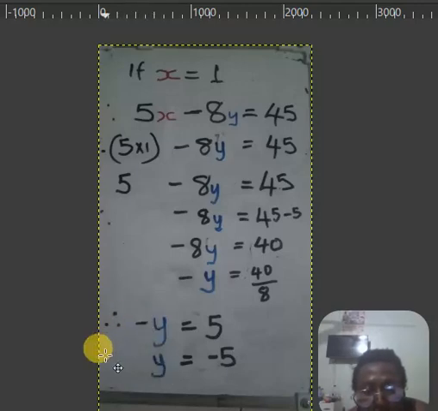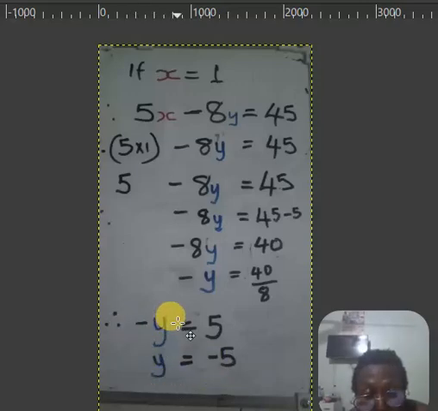So how do we get rid of this minus? We multiply each side by a minus, because whatever we do to one side, we must do to the other side. So if we say minus y, times minus, will give us a plus y. Minus 5 times minus will give us a plus. So that is how we got y is equal to minus 5.